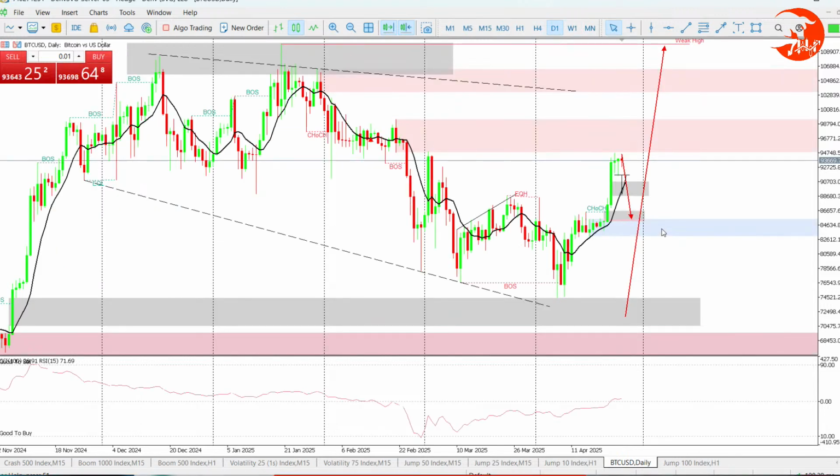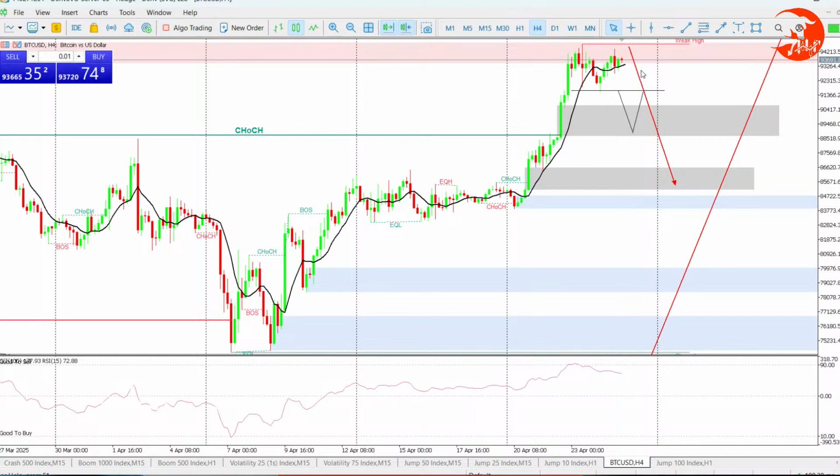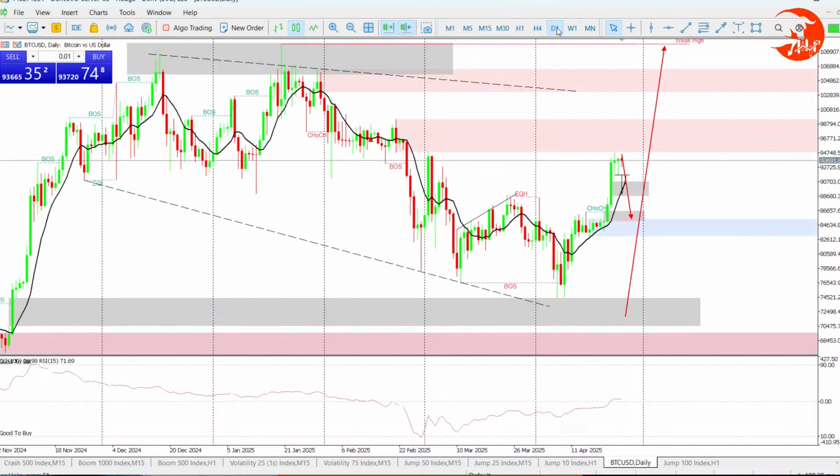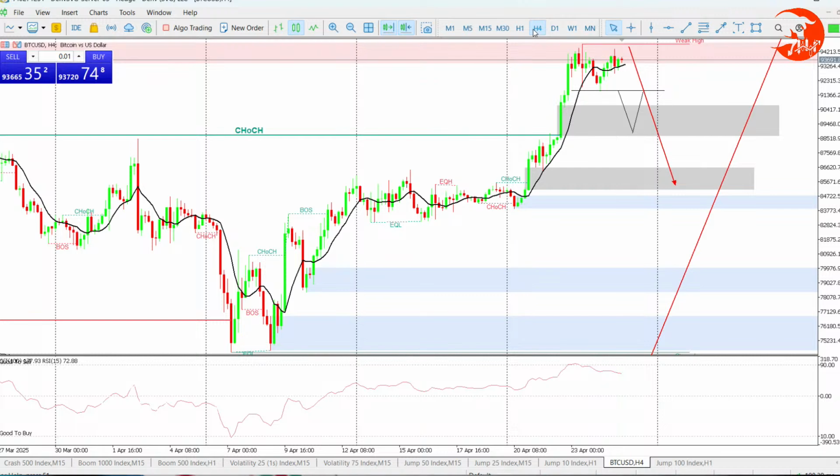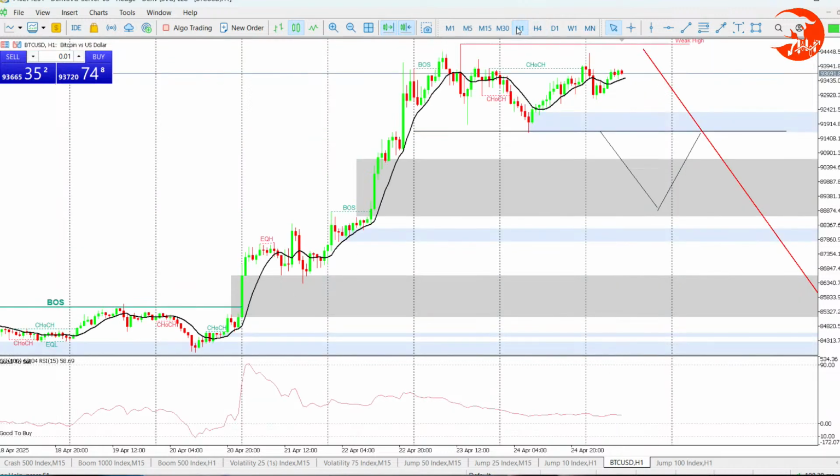So go to daily. Now I can go to H4, this is what I need. Daily I want buys, H4 I want some pullback before I can continue with buys on daily time frame. Go to now H1. What do we have on H1?